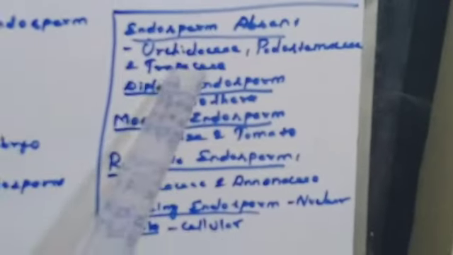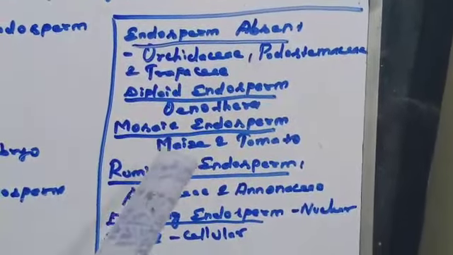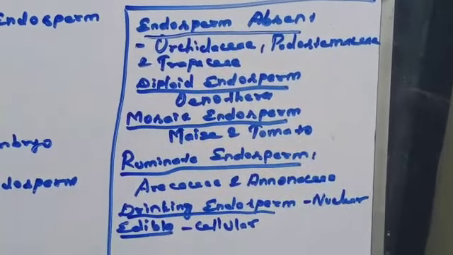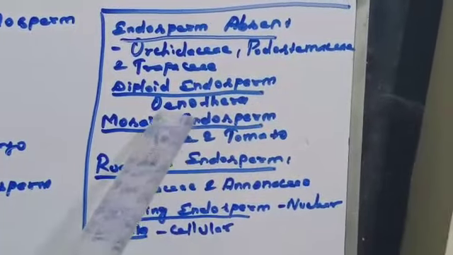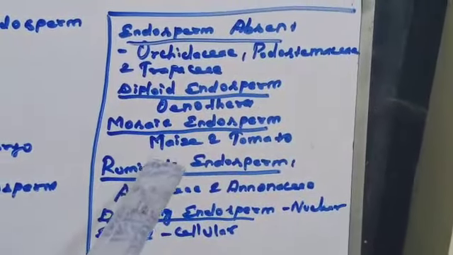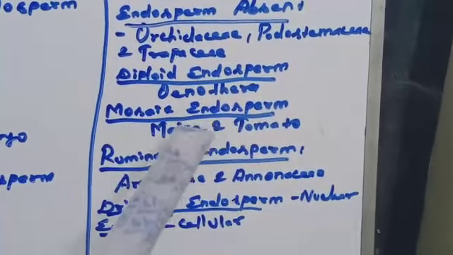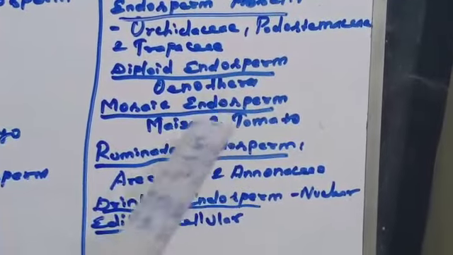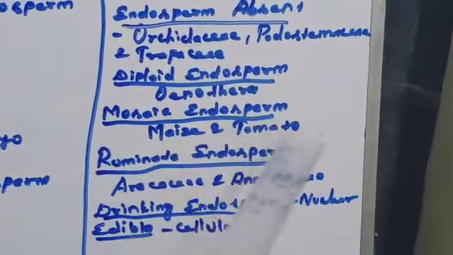The next one is some special points. Endosperm is absent in Orchidaceae, Podostemaceae and Trapaceae. Usually the endosperm is triploid in nature, but diploid endosperms are found in Oenothera. Mosaic endosperms are found in maize and tomato. In this type of endosperm you can see color patches. This type of endosperm is called mosaic endosperm and it is found in maize and tomato.